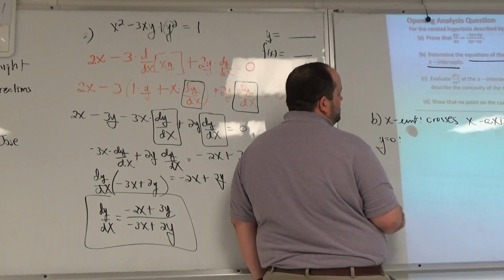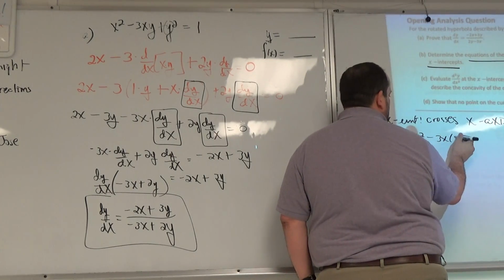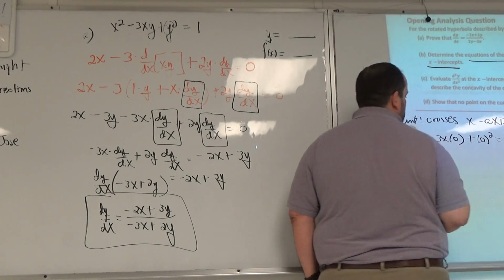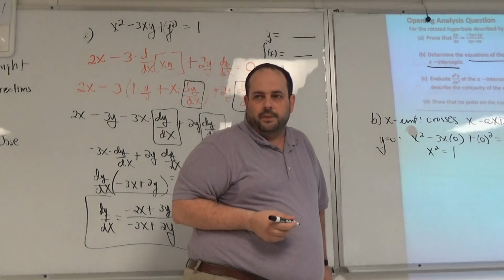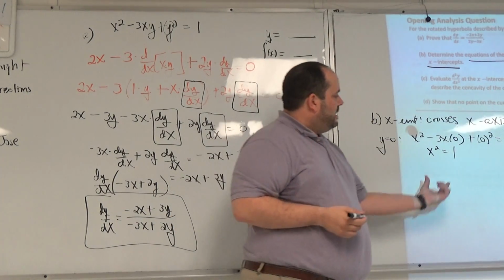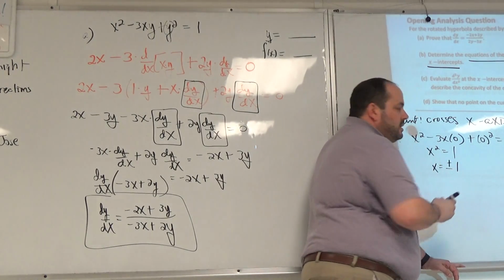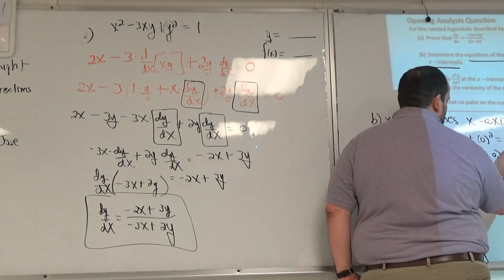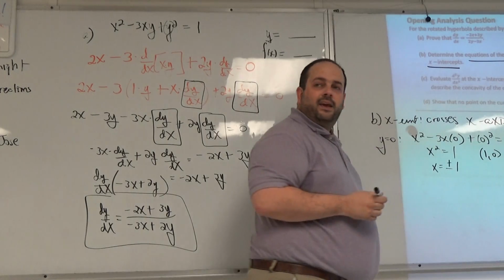If y is equal to 0, I'm going back to the original, and I'm saying that means x squared minus 3x times 0 plus 0 squared is equal to 1. So I think we get x squared is equal to 1. If x squared is equal to 1, your solutions are going to be plus and minus 1. My x-intercepts are 1 comma 0 and negative 1 comma 0.